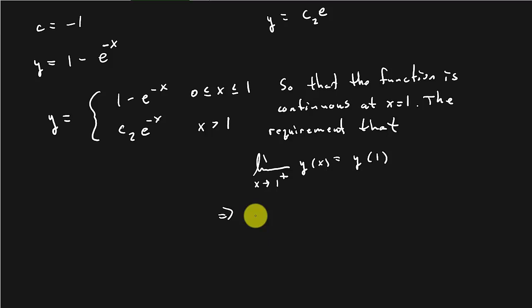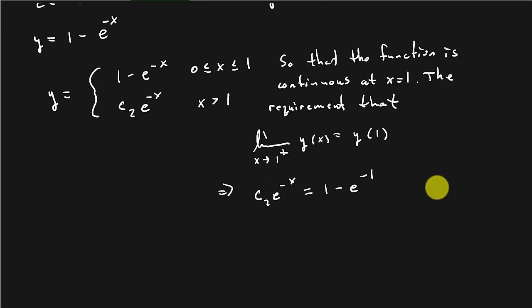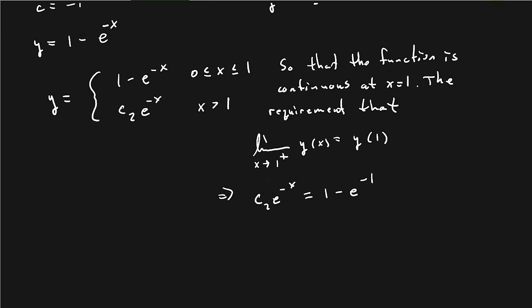That means that C2 e to the negative x has to equal 1 minus e to the negative 1. We're plugging the 1 into here, and this has to be the same as this. If we're taking that limit, and I wrote this wrong. You've got to plug the 1 in, dummy. Okay.